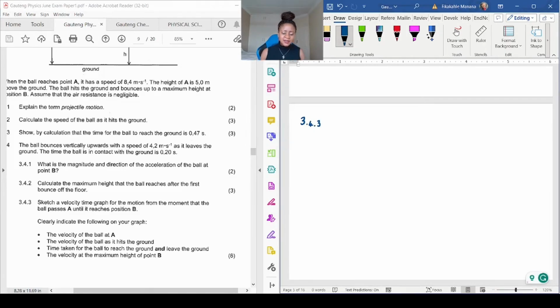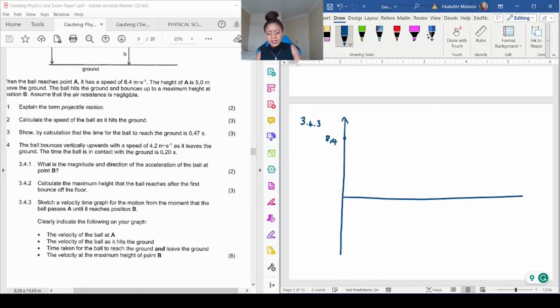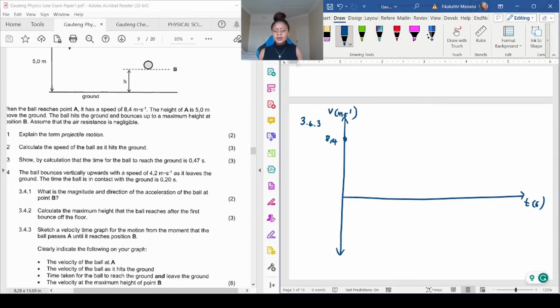3.4.3. Now sketch a velocity time graph of the motion from the moment that the ball passes A until it reaches position B. Remember we took downwards as positive. So it started off with 8.4. This is your velocity measured in meters per second, and this is your time measured in seconds. Let me sketch this 8.4 a bit lower. So let's just say this is 8.4.